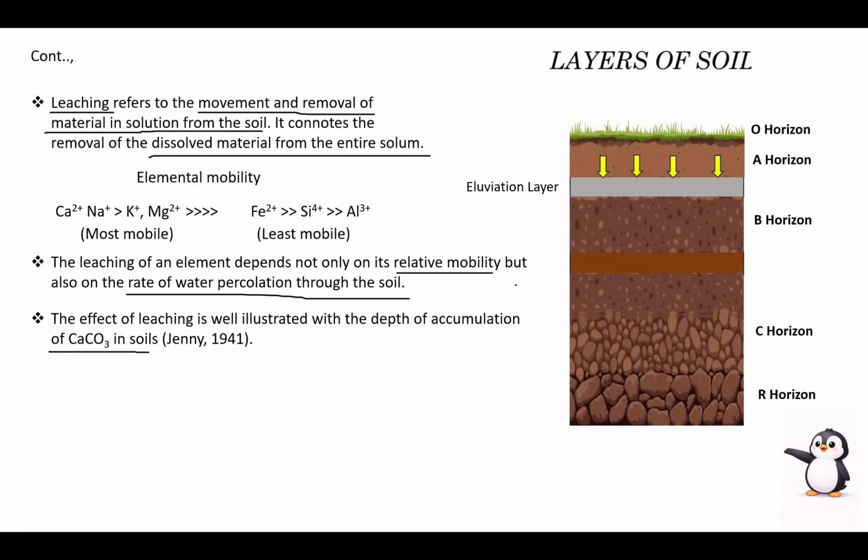we can observe different depths of calcium carbonate deposition. For example, in hot and arid zones, we see less than 50, about 15 centimeters of calcium carbonate deposition. In humid and arid zones, we can see 100 to 150 centimeters of calcium carbonate accumulation in the soil, below this eluviation layer. And in subhumid zones, more than 150 centimeters of calcium carbonate deposition can be observed. So this is how eluviation takes place in the soil. Thank you.